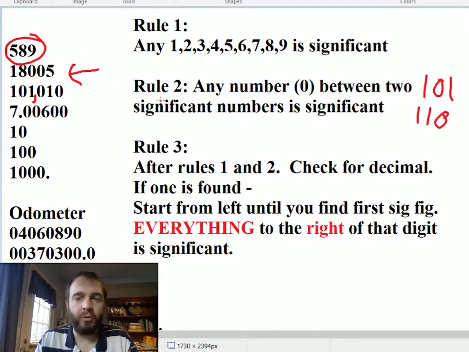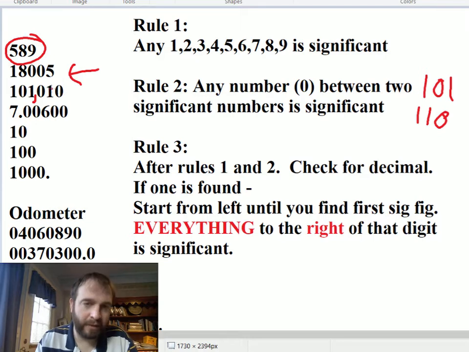Go to rule 2: any number between 2 significant numbers. This 0 has a 1 and a 1, so therefore it's significant. This 0 has a 1 and a 1, therefore it's significant. And again, remember, it doesn't have to be 1. It could be any number: 1, 2, 3, 4, 5, 6, 7, 8, 9. Let's get to this zero.